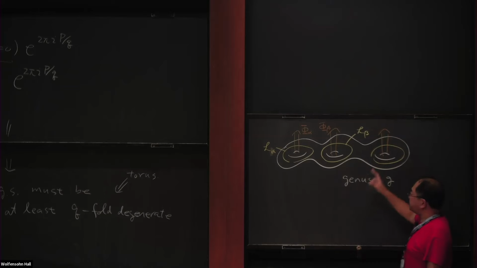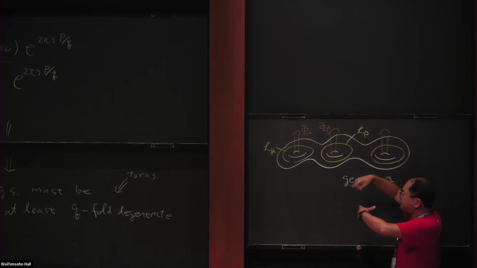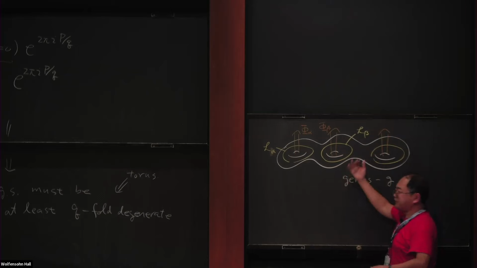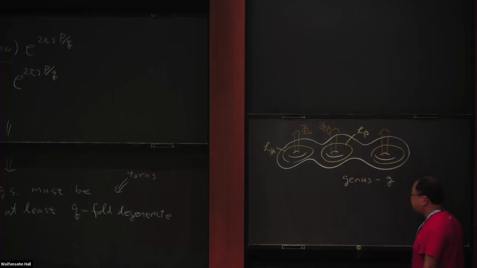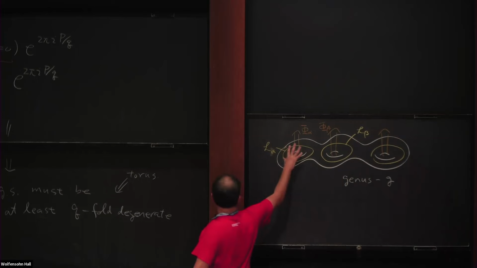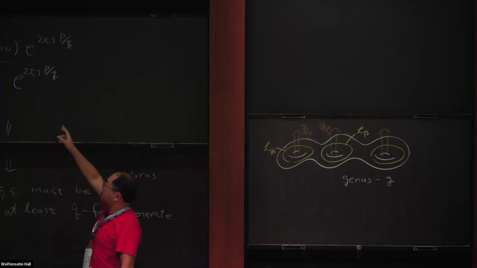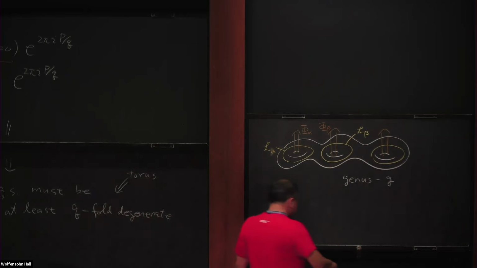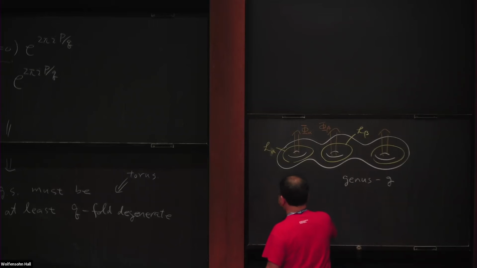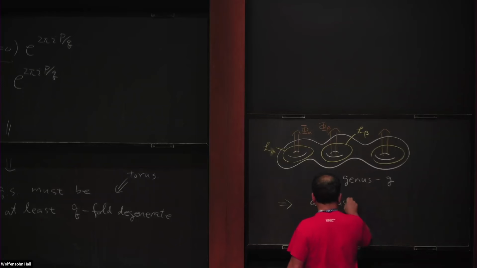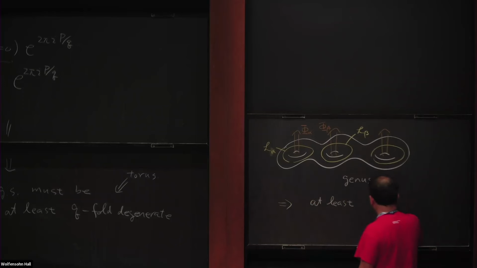So if you have three holes, you can introduce three of these quasi-particle dragging operations and three flux insertions, where each of these flux insertions and L operations have the same commutation relation. So in this case, you have at least q to the power of g ground state degeneracy.